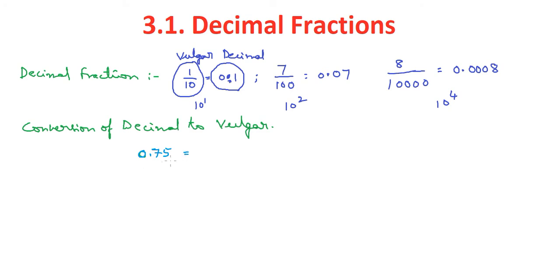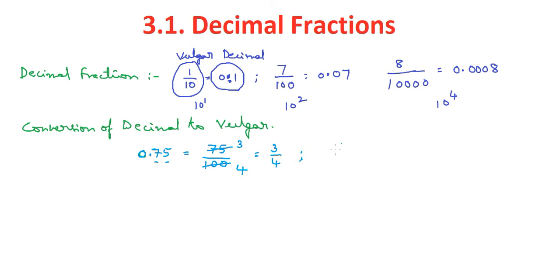How can I convert this? I need to write this number. So this is 75 divided by, I need to put 1 here and then I need to put zeros, as many as the digits present after the decimal. So after the decimal I have 2 digits, so I have to place 2 zeros after the 1 in the denominator. Okay. So now we can reduce this into a simpler fraction. So this is 3 and this is 4, so this will be equal to 3 by 4. So this is the conversion from decimal fraction into vulgar fraction.